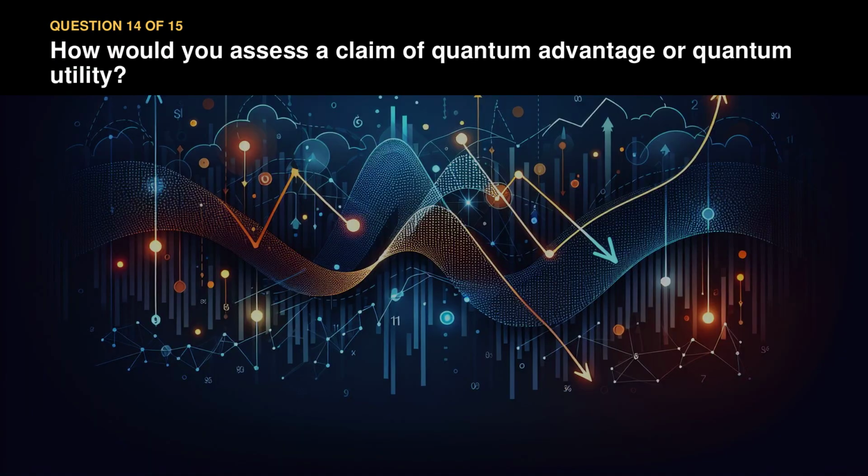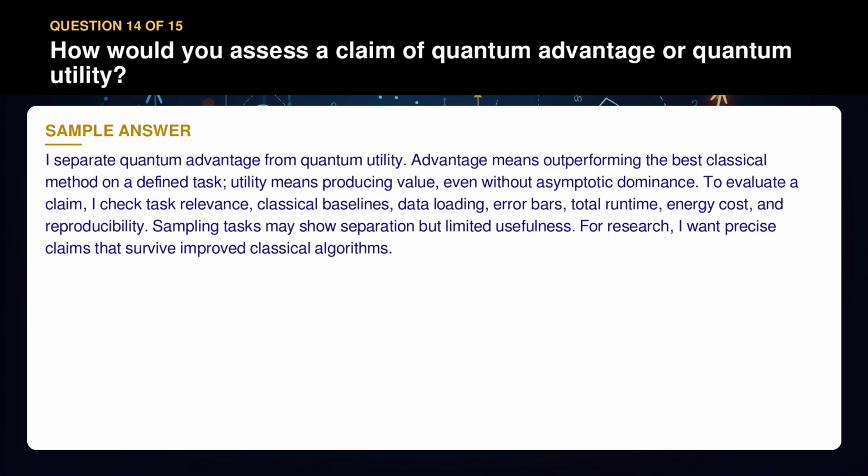Question 14. How would you assess a claim of quantum advantage or quantum utility? I separate quantum advantage from quantum utility. Advantage means outperforming the best classical method on a defined task. Utility means producing value, even without asymptotic dominance. To evaluate a claim, I check task relevance, classical baselines, data loading, error bars, total runtime, energy cost, and reproducibility. Sampling tasks may show separation but limited usefulness. For research, I want precise claims that survive improved classical algorithms.